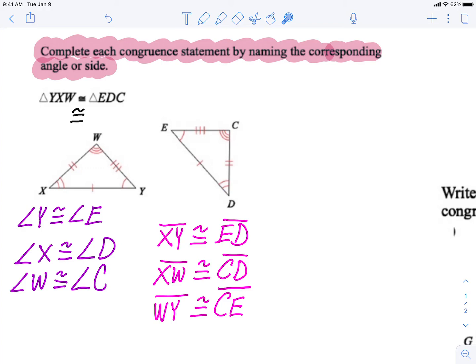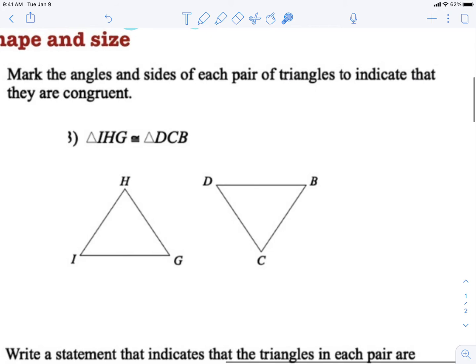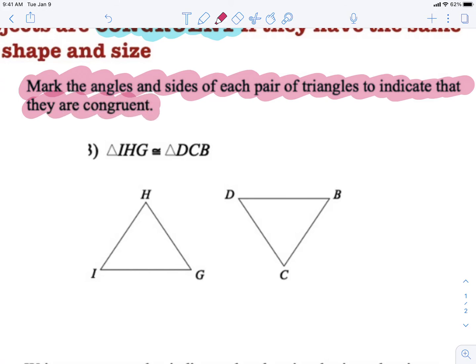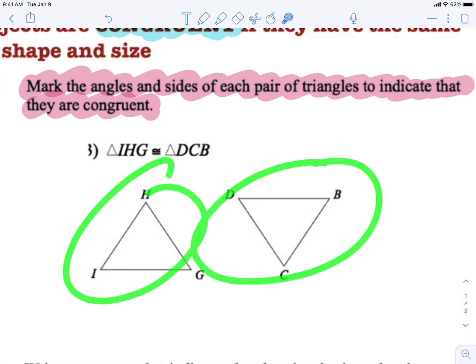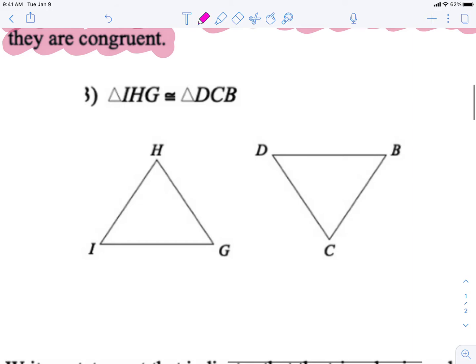So when we're looking for angles, we do our little angle symbol. When we're looking for sides, we do the two letters with a line on top, right? All right. Let's take a look at the second one here. The instructions say, mark the angles inside of each pair of triangles to indicate that they are congruent. So this one is blank. Look, no dashes, no loops. What we're going to do is add these dashes and loops to make it look like that, right? So let's add dashes and loops.